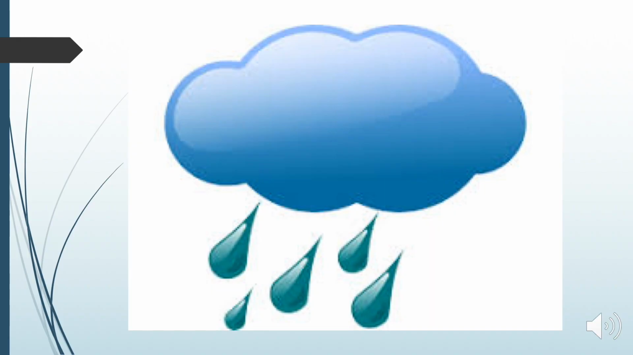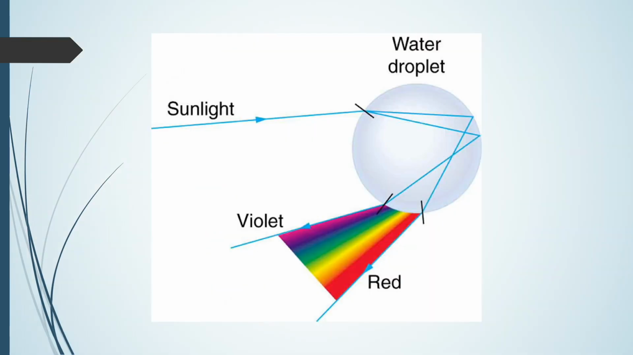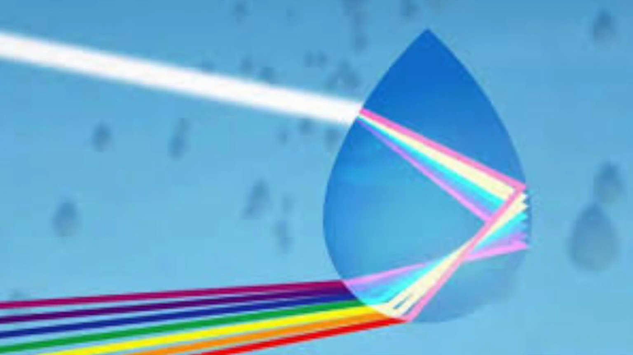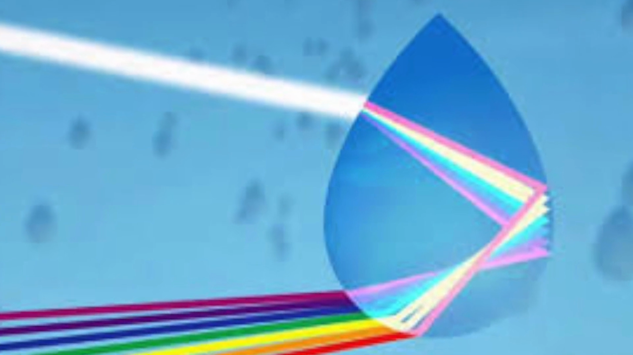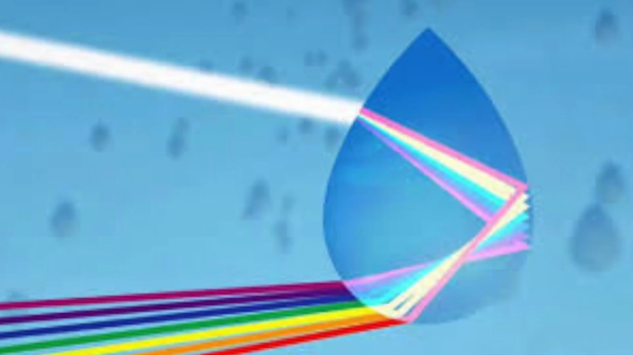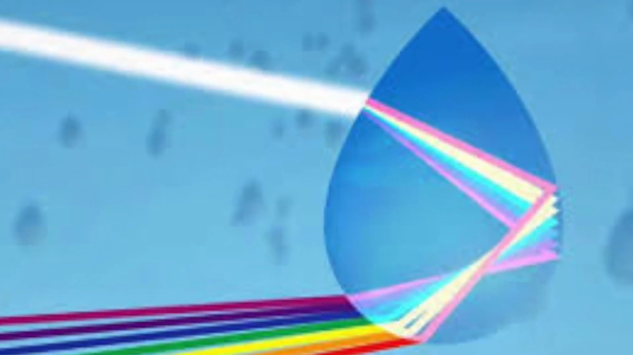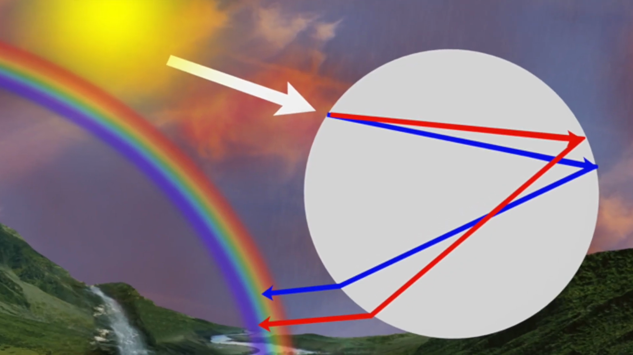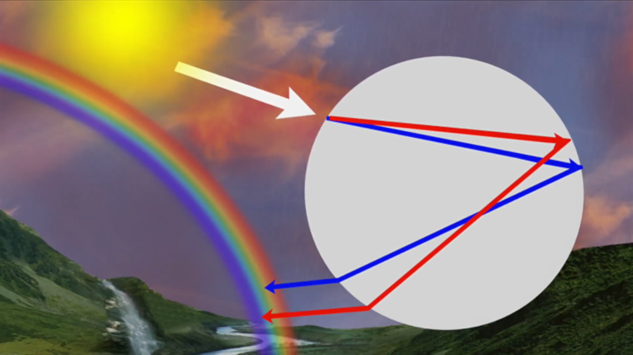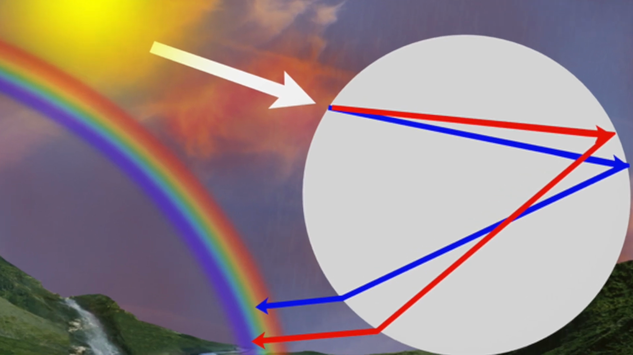White sunlight is made up of many different colors. On a rainy day, there will be water droplets in the air. When the sunlight enters these water droplets, it bends due to refraction. The amount the light bends depends on its color. After this, the sunlight ends up separating all its colors. We are then able to see all the colors of the rainbow. So that's how a rainbow is formed.